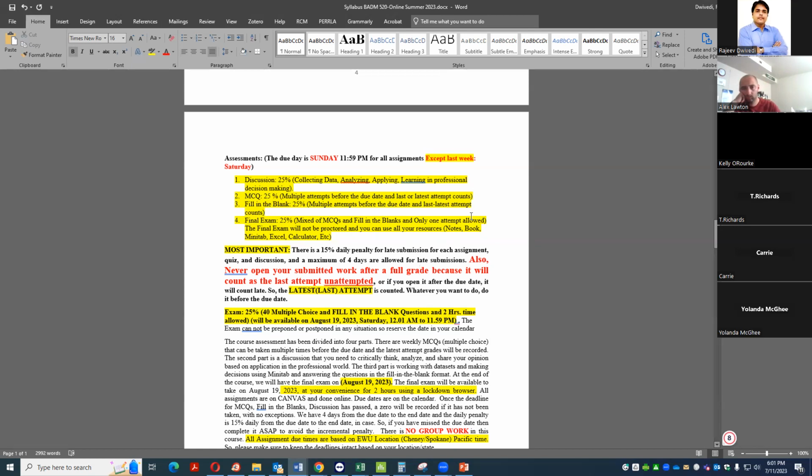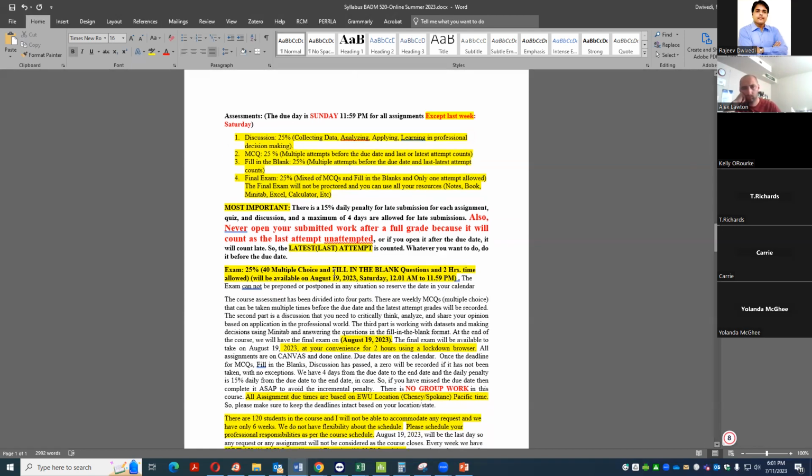Sorry about that. Down in the body below, like where it says exam 25% and all. The next highlighted area where it says August 19th, 2023. Below that, it says at your convenience for 2 hours using a lockdown browser. So I was just checking to make sure. Okay, no problem. I will remove that, probably because earlier I used to have lockdown browser. Now I have given full freedom to you to do exam and do your best.